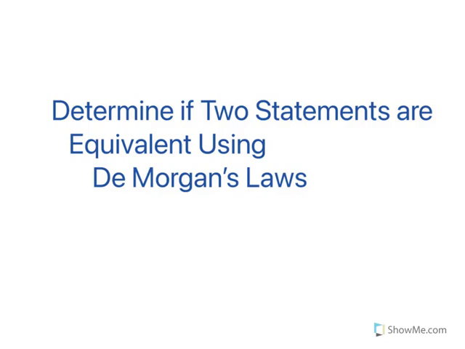Determine if two statements are equivalent using De Morgan's laws. Okay, so two statements equivalent, if we're thinking in terms of truth tables, that would mean they would have the exact same column in a truth table. That means equivalence. Well, sometimes we don't want to make an entire truth table, so we can use De Morgan's laws. There are two of them.